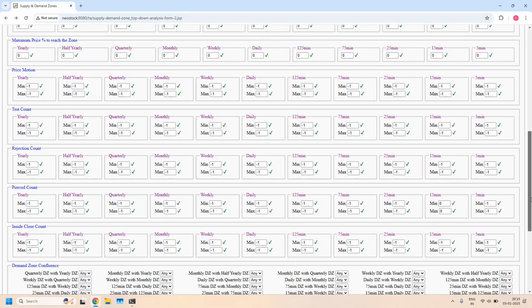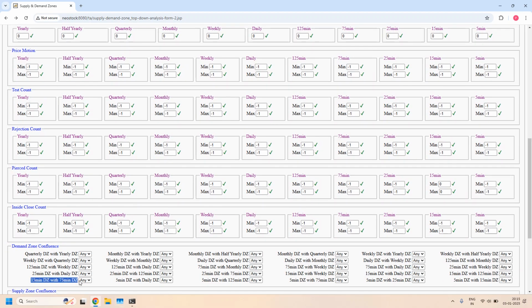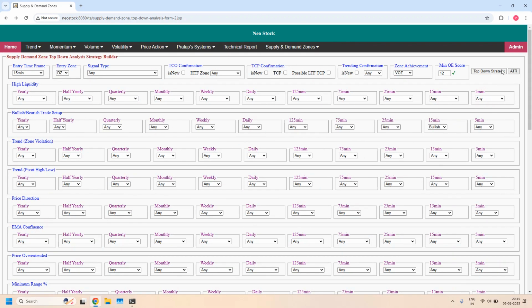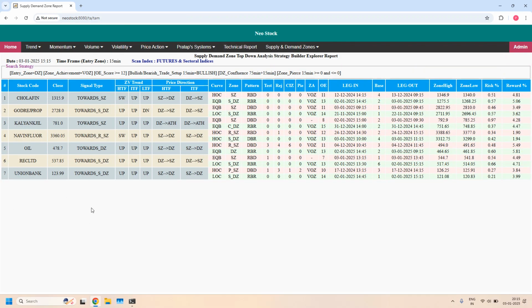That is 15 minutes and 75 minutes demand zone confluence. I enable the filter. With this filter, the list comes down to 7. In all these 7 stocks, these 15 minutes demand zones are part of the 75 minutes demand zone. And the 75 minutes trend is up in all these stocks, uptrend.